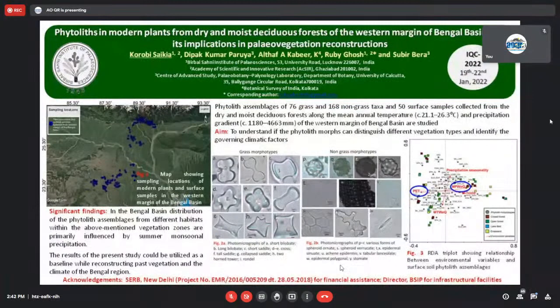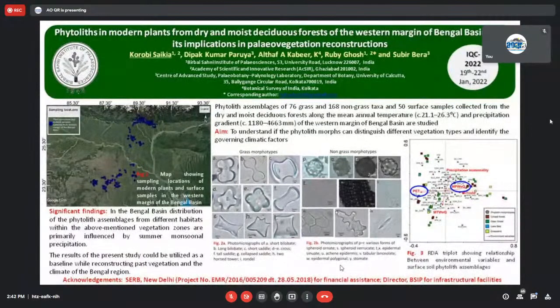So, in the second figure, we can see the different morphotypes which have been retrieved from the plant specimens and the surface samples studied. In the first figure, we can see the grass morphotypes like bilobates, saddles, crosses, etc. And in the second one, we can see the non-grass morphotypes, that is the spheroid ornate types, various epidermal plates, acute epidermis, etc.